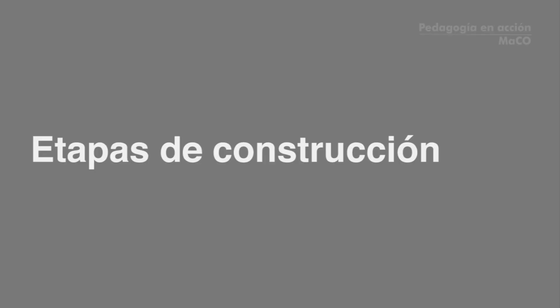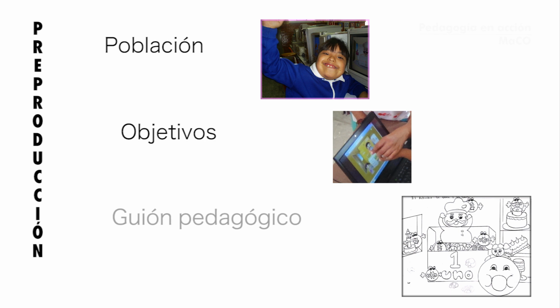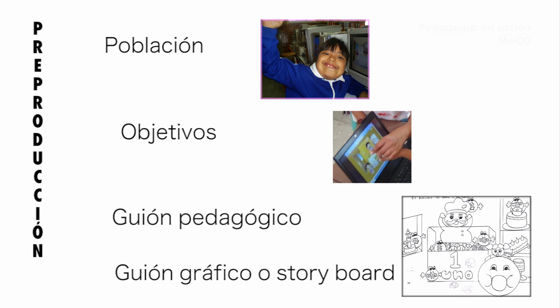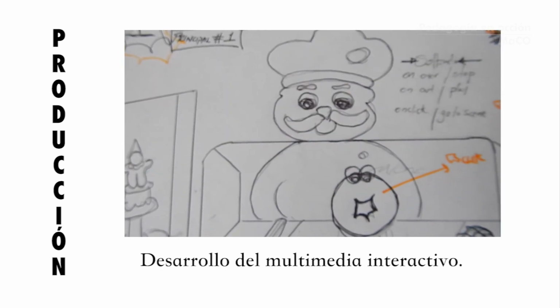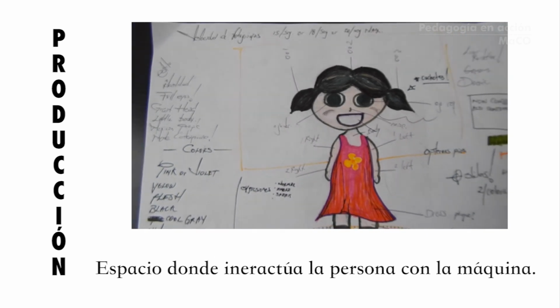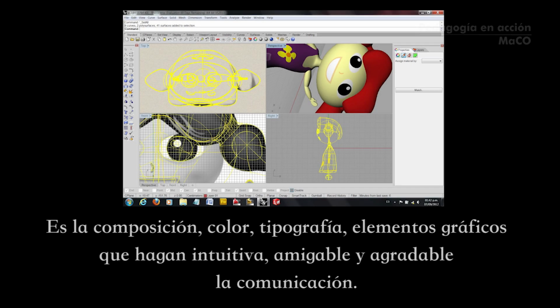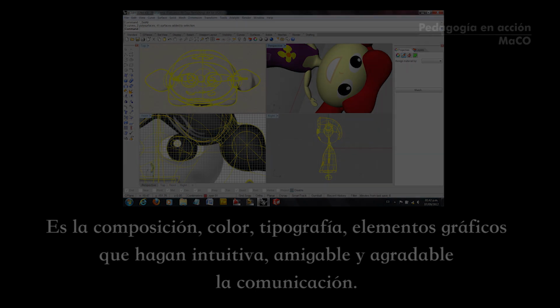Construction stages. Pre-production. Characteristics of the learning process of girls and boys with Down syndrome. Objectives. Pedagogical script, or storyboard. Production. Interactive multimedia development. Interface design. It is the space where the person interacts with the machine. Graphic design. It is the composition, color, typography, graphic elements that make communication intuitive, friendly and pleasant.